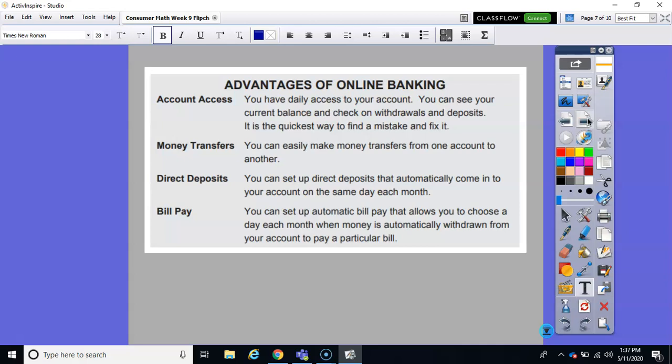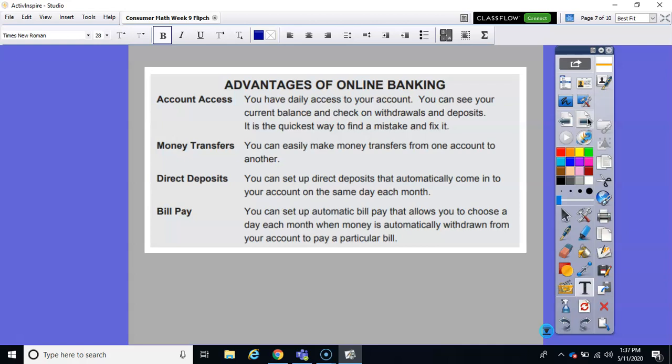Direct deposits. You can also set up direct deposits that automatically come into your account on the same day each month. So your paychecks that are directly deposited, you can have that directly deposited into your account so that you don't have to wait for a check to be mailed to you, fill it out, and then take it to the bank and deposit it. You can just have it automatically deposited.